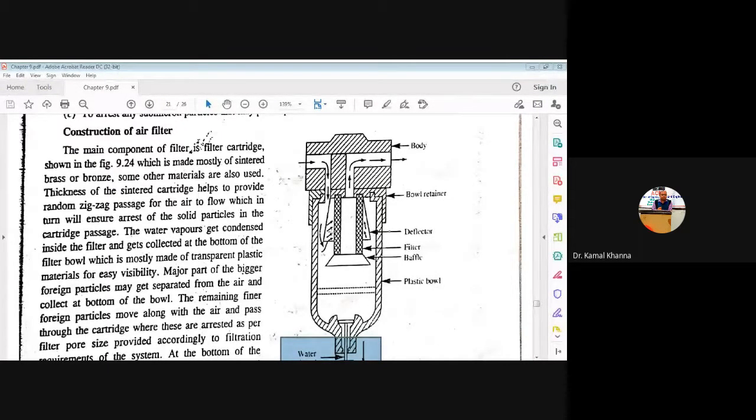This is the function of the deflector: as soon as the air enters the air filter, it forces the air to pass through the filter. And as soon as it passes through the air filter, the water vapors are condensed and settle down in the lower portion of the filter, and the filtered air passes through the outlet, or you can say the exhaust port, of the filter.